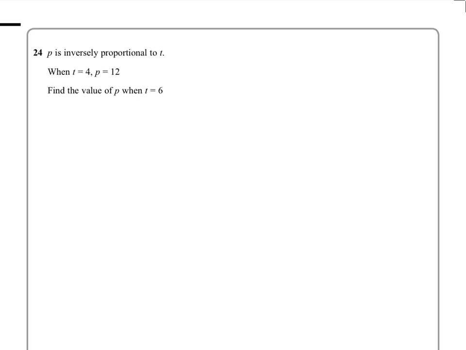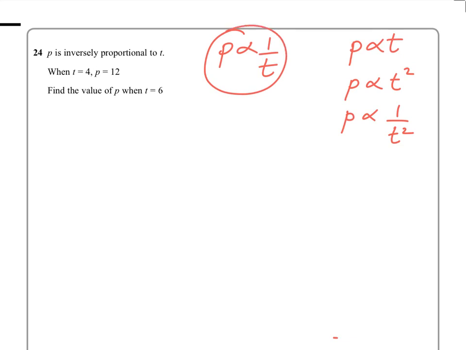It says P is inversely proportional to T. When T is 4, P is 12. Find the value of P when T is 6. So inverse and direct proportion. If P is inversely proportional to T, that's how we'd write to start with. If it was directly proportional, we'd have P is directly proportional to T. If P was directly proportional to the square of T, if P was inversely proportional to the square of T, and so on. But we have P is inversely proportional to T only.